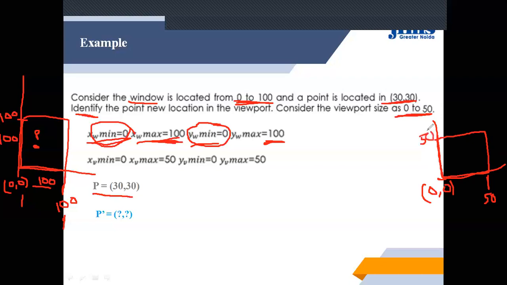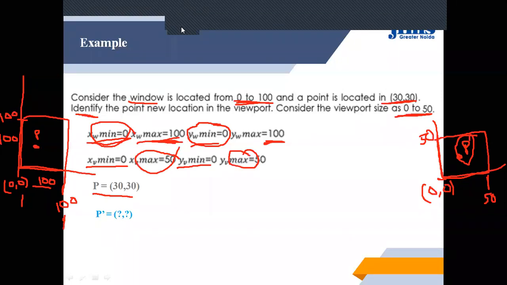So this is given: xv min 0, yv min 0, and we calculated these two. Now we have to find out the value of P dash. Suppose this will be the point corresponding to P, corresponding to 30 and 30. So now our purpose is to find out the value of P dash.